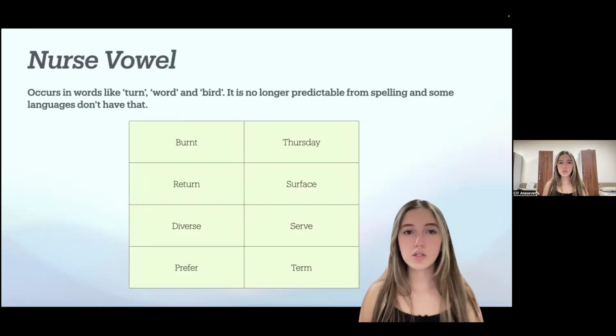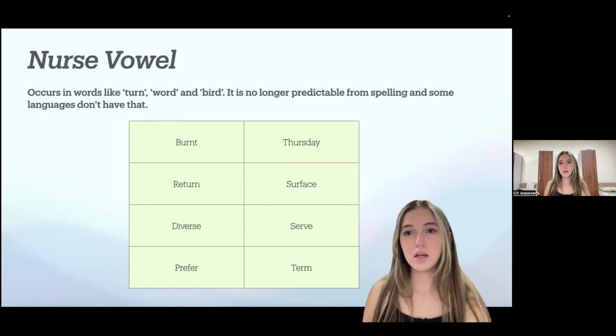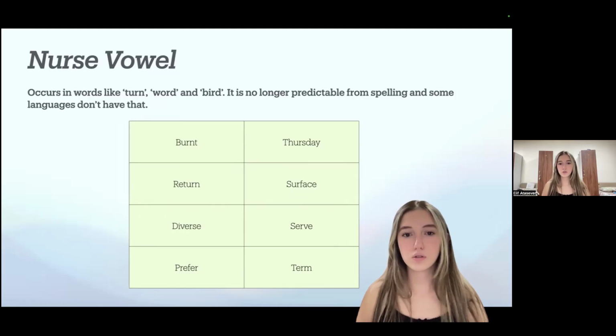And we have the nurse vowel. It occurs in words like turn, word, and bird, and it is no longer predictable from spelling. And also some languages don't have that. For example, Russian doesn't have that. So they don't say it that way, but rather they say it like O and U. And their vowel is pronounced with U, for example in burned, Thursday, return, and surface. But with E, it is pronounced like in diverse, serve, prefer, and term.